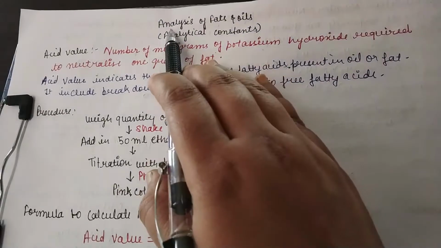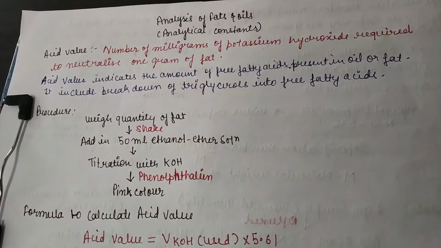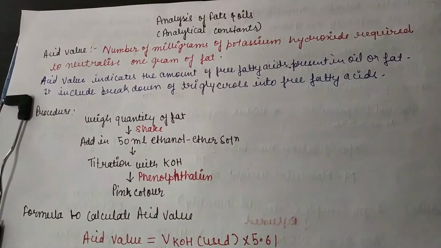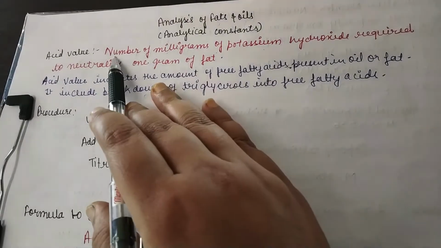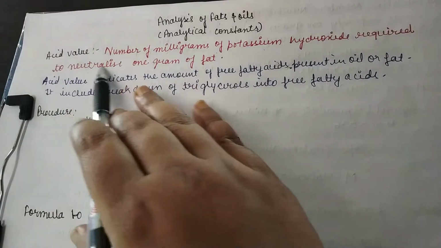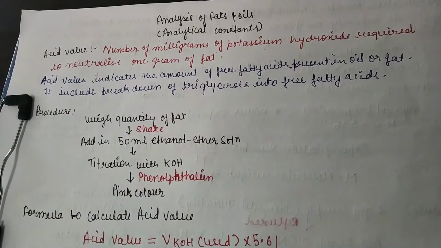Let's discuss the analytical tests of various fats and oil derivatives. They are also called analytical constants. So the first constant is acid value. The definition is the number of milligrams of potassium hydroxide required to neutralize 1 gram of fat.